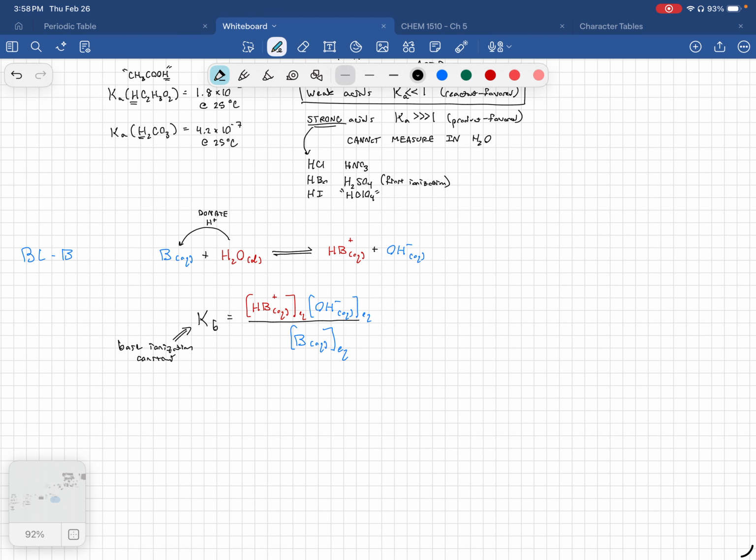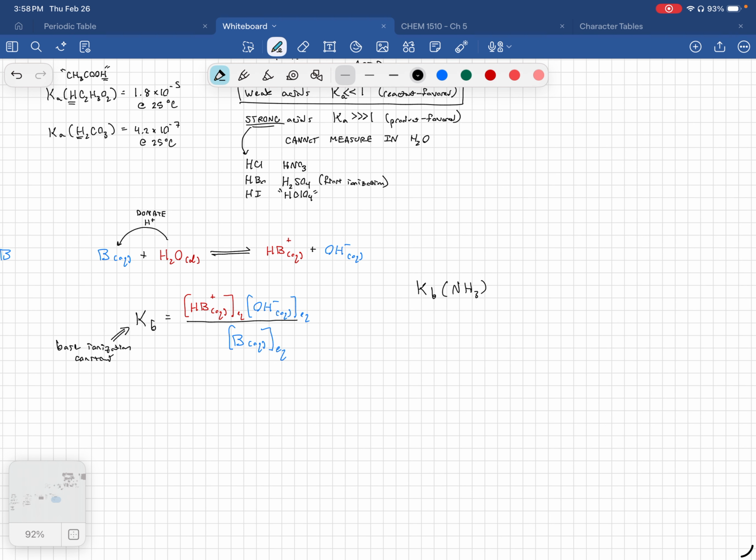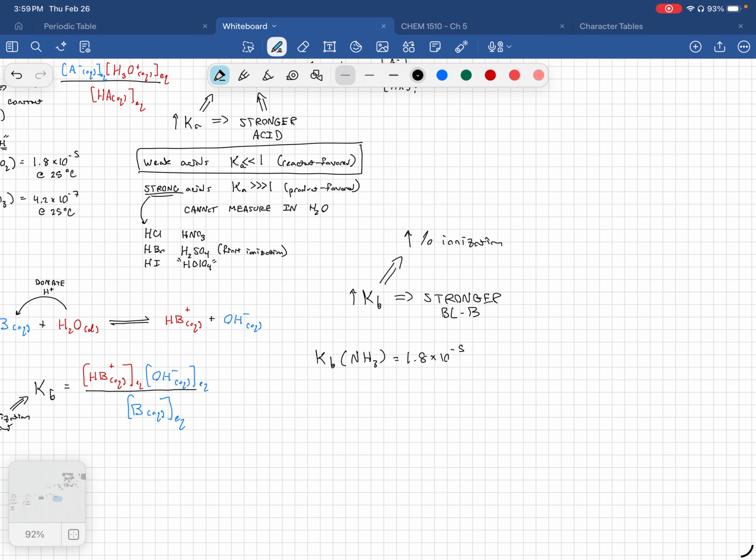And to give you an idea of some Kb's, the Kb for NH3, ammonia, is 1.8 times 10 to the negative fifth, right? That's a measure of its ability to strip a proton off of water. And again, note with increasing Kb, that is a stronger Bronsted-Lowry base. Okay. And again, the greater Kb is, the greater the percent ionization that occurs.